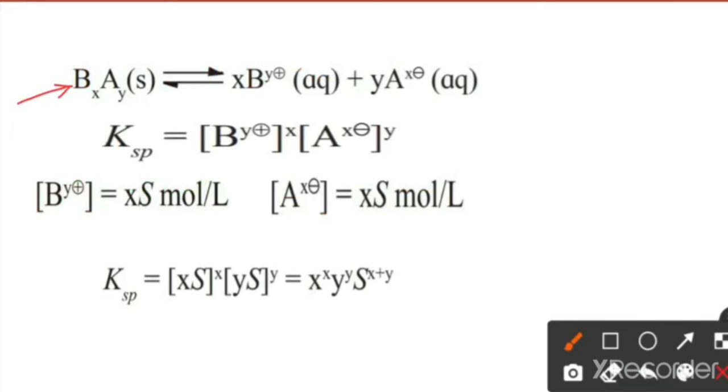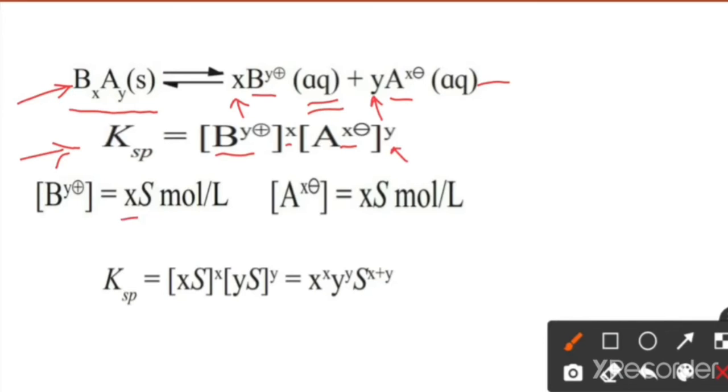Solubility equilibrium for salt BxAy solid, which gives B y plus ion with coefficient x in aqueous condition and A x minus ion with coefficient y in aqueous condition. So solubility product is equal to concentration of B y plus ion raised to x into concentration of A x minus ion raised to y.